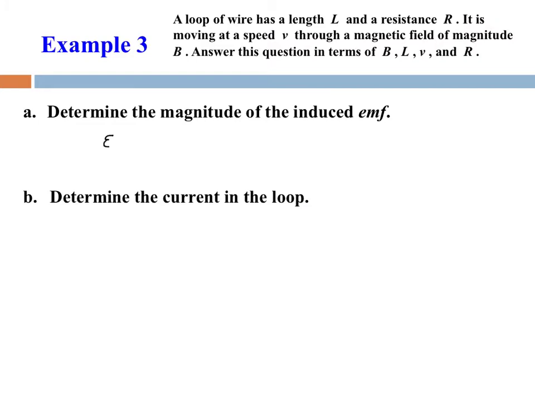Again, our EMF is just going to be BLV. Our current, which is I, is equal to our EMF over R. So we can actually leave it in terms of BLV over R. Now these are important so that you can do the multiple choice a lot faster.